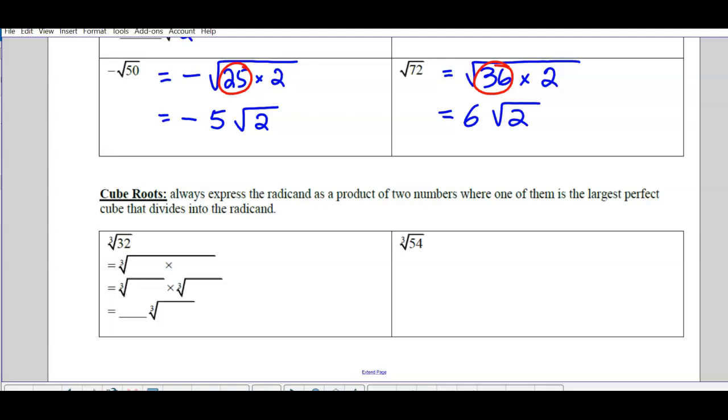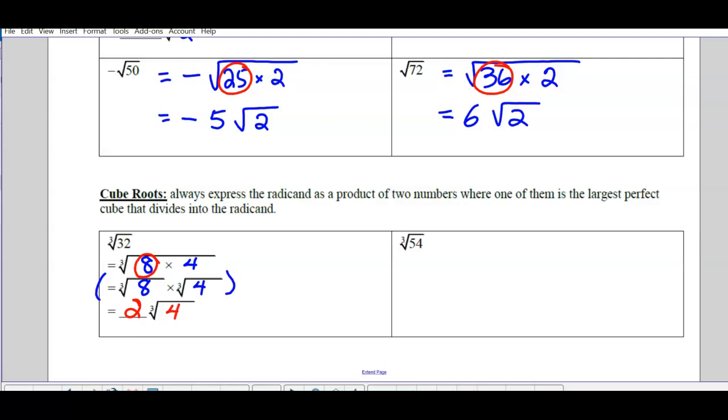So 32, I'm not gonna look at anything bigger than 32. Does 27 go into 32? No. Does 8? Yes. Okay, so this will be 8 times 4. Which again, you can split up into the 2 separate radicals. That's really what you're doing, but we don't have to show that step. This is still your cube root. Your 8 gets to go out on the weekend, the perfect cube here, and the 4 is not, so it has to stay. So the 8, when you take the cube root, is 2. And the 4 has to stay.